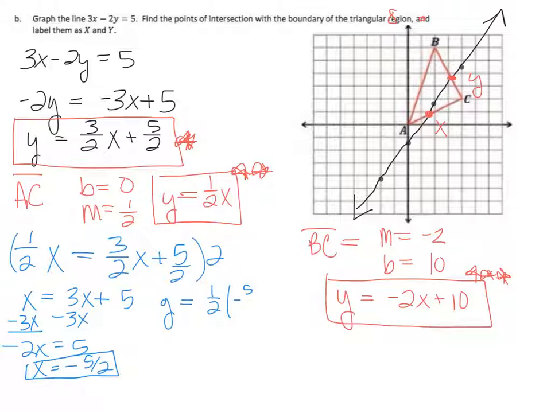Negative 5 halves. I don't think that negative is right. What did I do wrong? Oh, I got this wrong at the beginning. This should be a negative 5, because I divided by a negative 2. I had positive 5 divided by negative 2. So that's a negative, negative. That's going to be a positive.